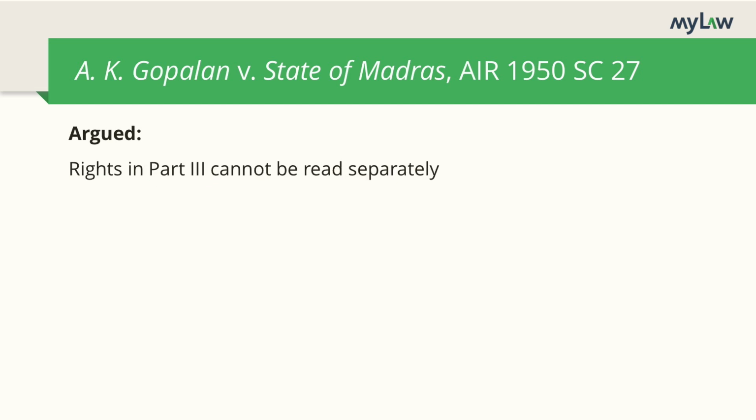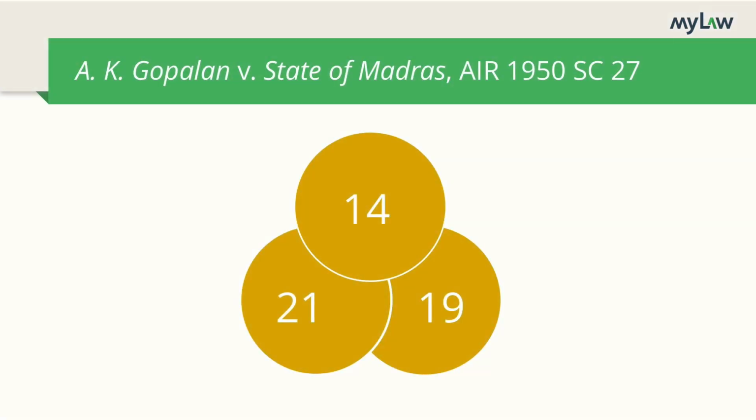Gopalan also argued before the Supreme Court that Articles 14, 19, 21 and other rights in Part 3 cannot be read separately. The consequence of this argument would be that preventive detention, for instance, should not be tested with respect to Articles 21 or 22 alone, but also against Article 19. Arrest of a person affects not only his liberty but also his right to movement. Where the rights overlap, it was argued that any infraction by the state must be tested against all rights and not just any one right.